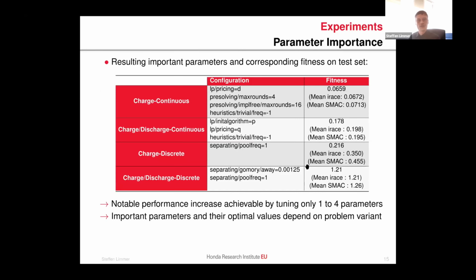And here you can see for the 4 problem variants, the resulting important parameters and their settings, and the resulting average fitness on the test set. So the fitness when the important parameters are set as listed here and all other parameters are left to default. And for comparison, you can see here the mean fitness achieved with irace and SMAC optimizations. And yeah, one can see that only 1 to 4 parameters remained in the group of important parameters, and the resulting fitness is better than the mean fitness achieved with irace and SMAC optimizations. So one can say, although we considered a high number of parameters in the optimizations, only a small number of parameters is actually worth the tune. But unfortunately, as you can see, which parameters these are and their optimal settings depend on the problem variant, so we cannot derive some more general guidelines which parameters to tune.